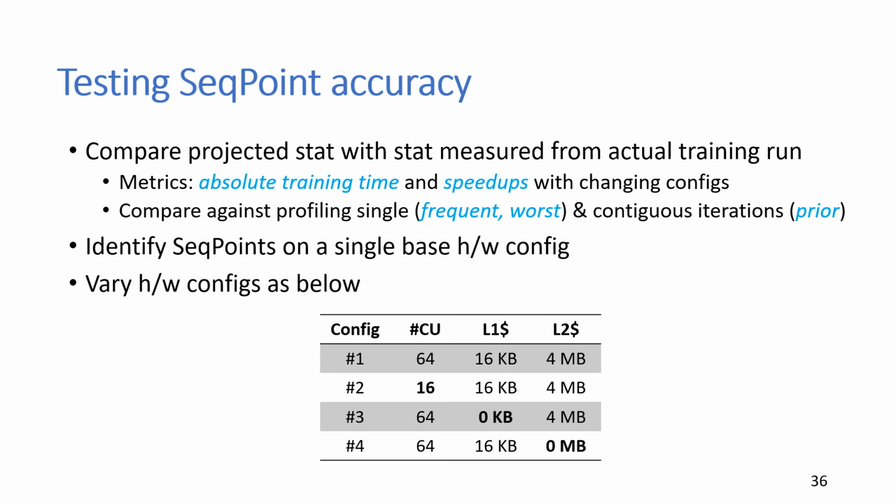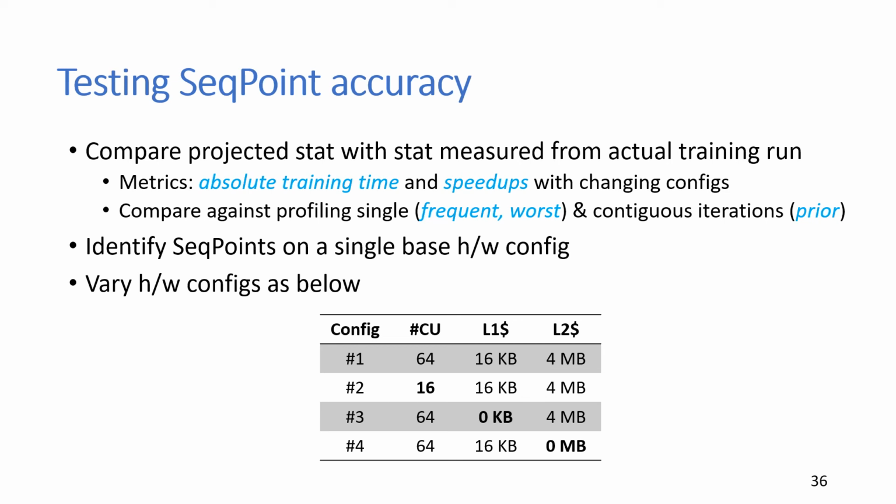We evaluate SeqPoint on its accuracy to project the absolute total training time, which is a key metric in evaluating systems for DNN training. We identify SeqPoints on a single hardware configuration and project the training times for different hardware configurations listed in the table below. This is done to test if the identified SeqPoints are independent of the hardware they are identified on. We also evaluate SeqPoint's capability to capture hardware behavior of the entire training run. To do that, we measure SeqPoint's accuracy in projecting the change in performance as we vary the underlying hardware configurations.